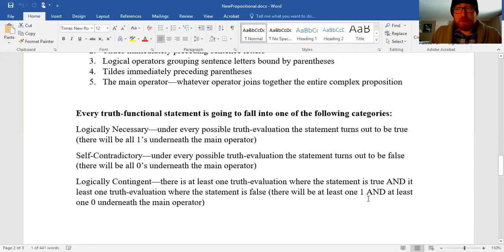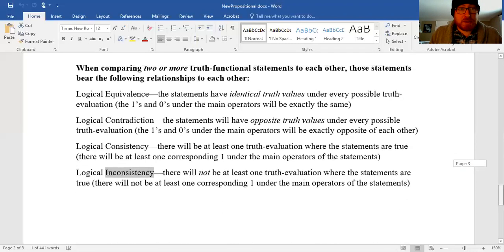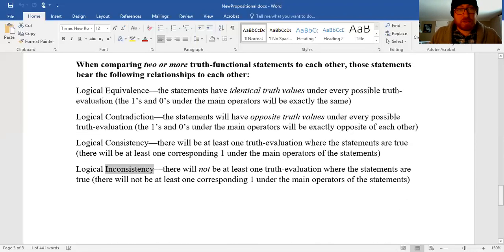Okay, and then with contingent statements, contingent statements can be logically equivalent to each other. Contingent statements can be contradictory. Contingent statements can be consistent. Contingent statements can be inconsistent. It all just depends on what the actual truth evaluations are here.